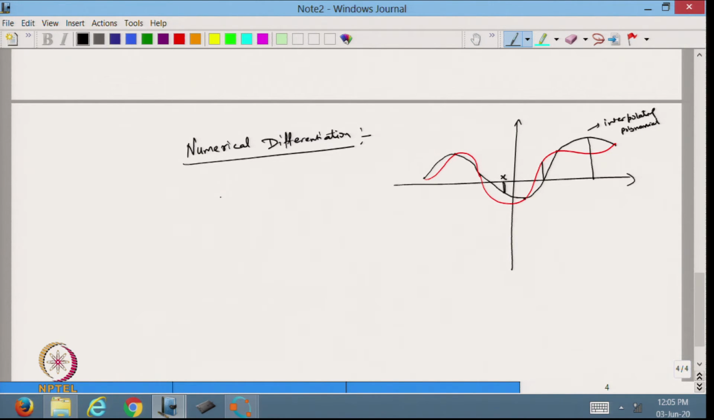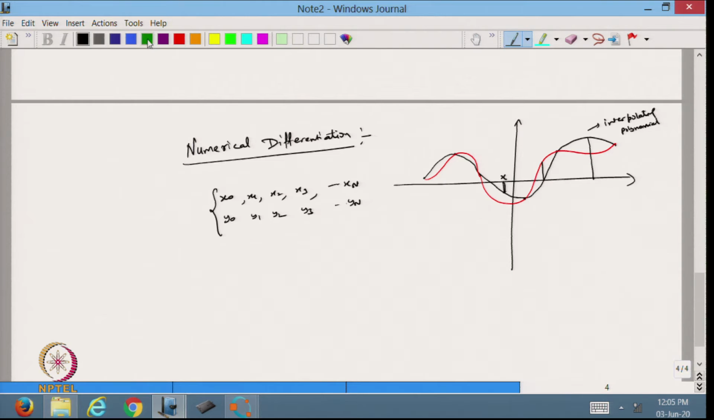So, in this case also we have the values x0, x1, x2, x3 up to xn, and the corresponding y0, y1, y2, y3 up to yn. So, based on this data I will make an interpolating polynomial or curve fitting, and based on that we will try to find the value of the derivative at any point x in between these data points. So, that we are going to do with the help of numerical differentiation.